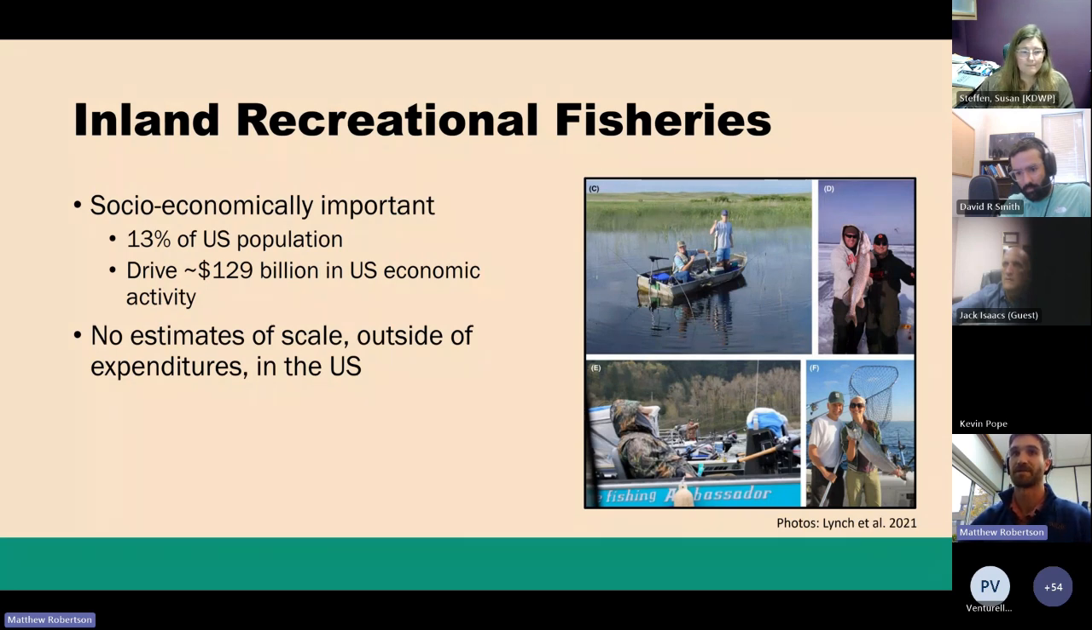It's been estimated that about 13% of the US population participates in these fisheries and that they drive around $129 billion in economic activity. But despite this socioeconomic and ecological importance, at this point in time we really don't have any good estimates of scale outside of those expenditures for these fisheries within the US. We understand that about 13% of people in the US participate in them, but we don't know how much they're catching, how frequently they're fishing, or how long they go fishing for when they do actively fish.